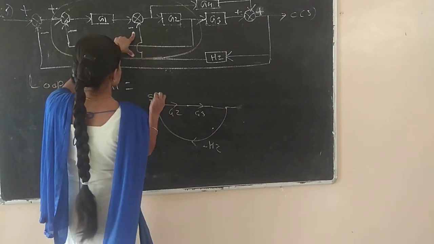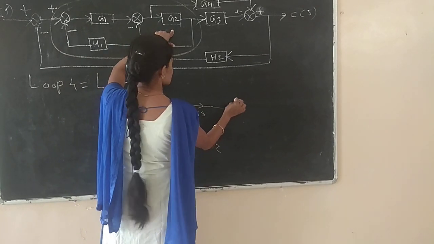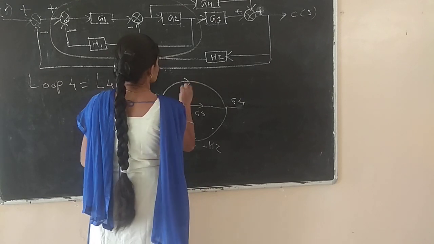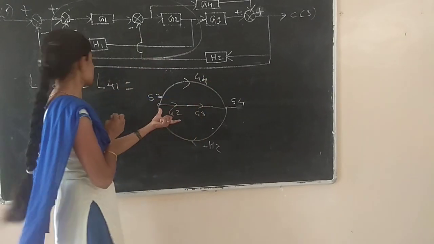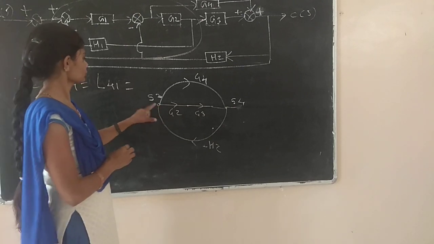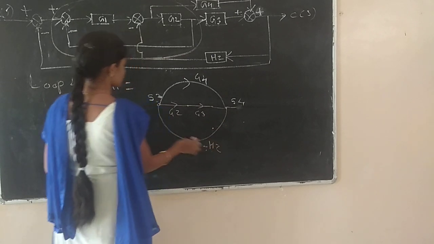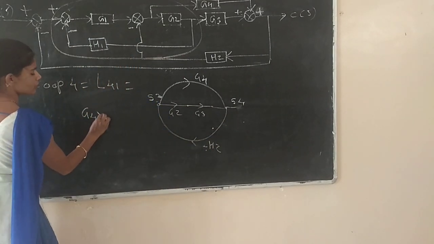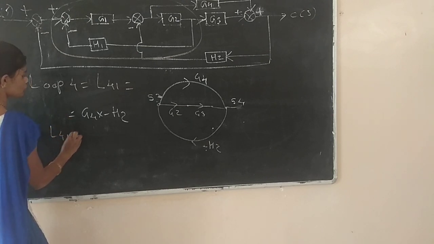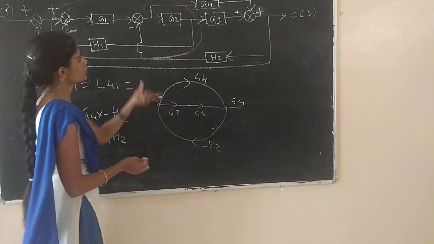Here summing point is S3. And then G2, G3 and S4. And here it is a G4. That means this is loop 4. And loop 4 is minus G4 H2. Means G4 multiplied by minus H2. Means L41 loop 4 is minus G4 H2. This is nothing but the loop 4.